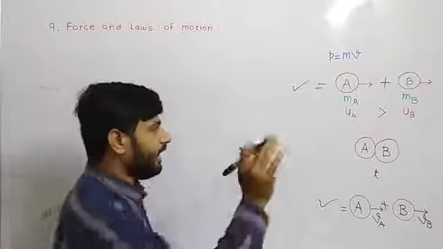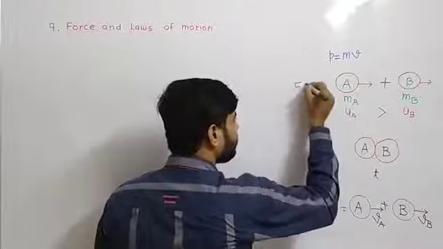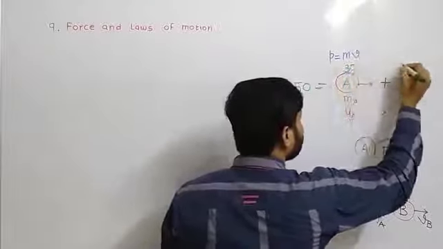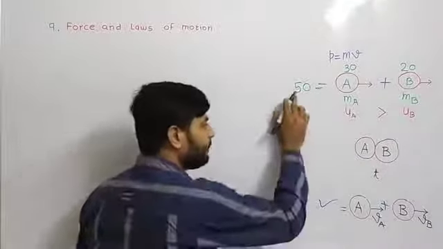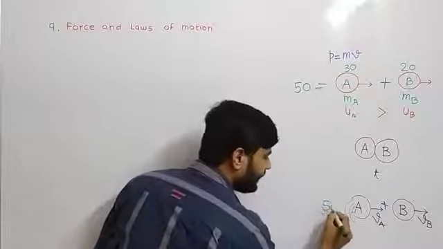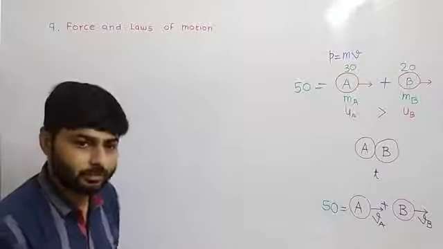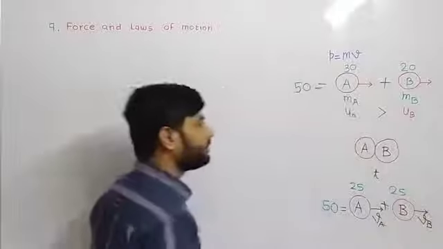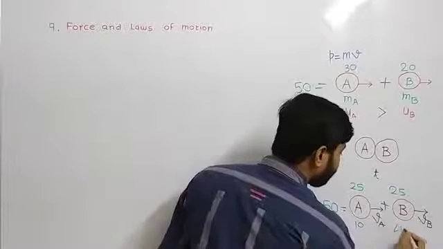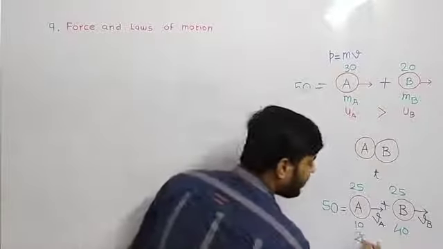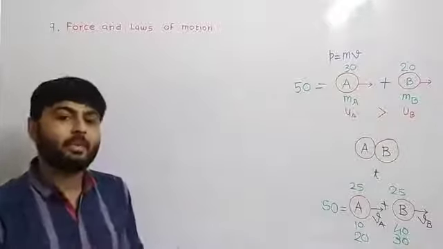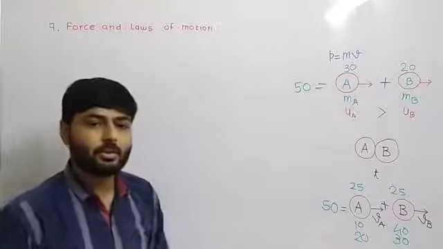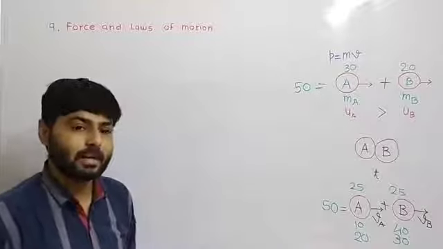Let's say it has value 50, distributed like 30 and 20. This 50 will not change and remains 50 after collision also. But it may get converted to 25 and 25, or 10 and 40, or 20 and 30, or any two numbers whose sum will be 50. So I hope now you understood what conservation of momentum is.